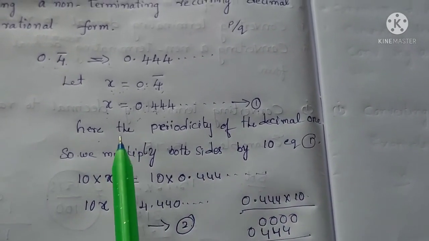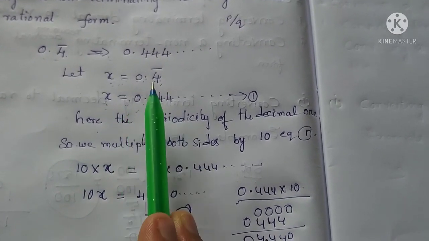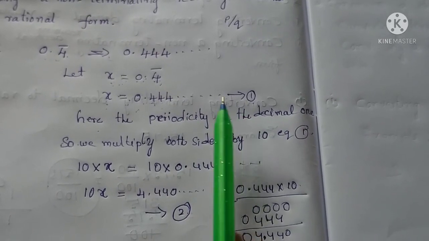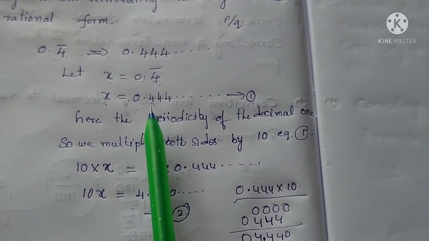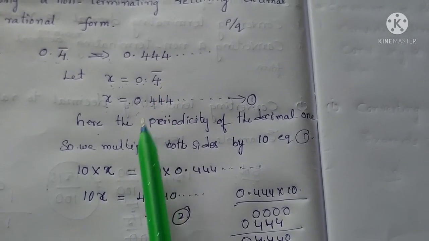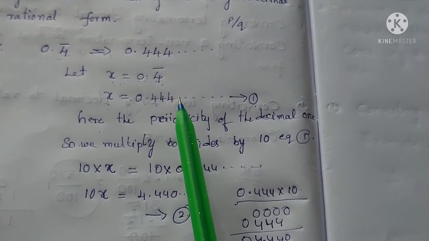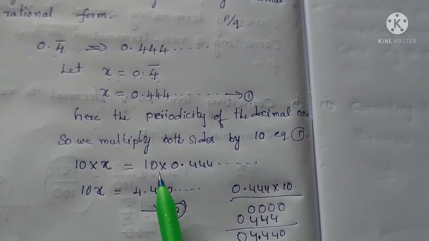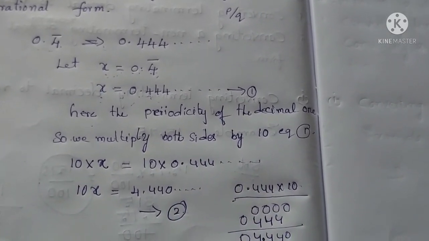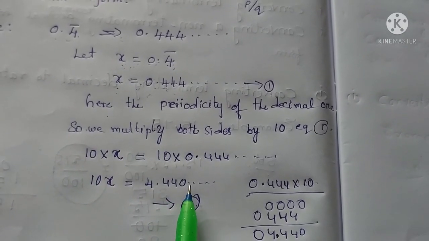Then let us take x equal to 0.4 bar, and x equal to, removing the bar, 0.444 and so on. This is equation number 1. So here the periodicity is 1 because after the point there is 1 decimal. Then we multiply both sides of equation 1 by 10. Okay. So 10 into x equal to 10 into 0.444 and so on, 10x is equal to 4.440 and so on.